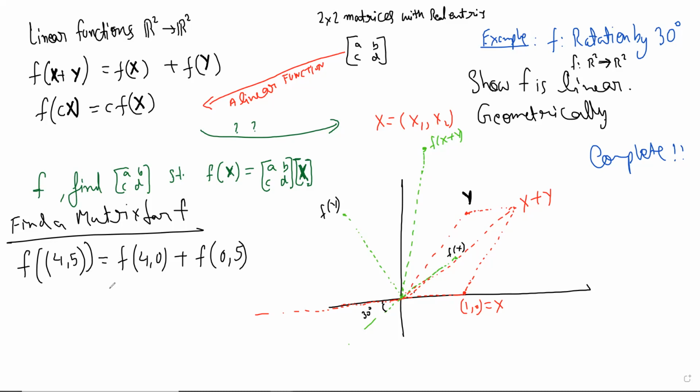If I have proof that it's linear, then the 4 I can pull out, and the 5 also. So all I need to know is where 1, 0 goes after rotation and where 0, 1 goes after rotation. These two pieces of information, though it's 4 numbers in some sense, is enough to figure out everything.